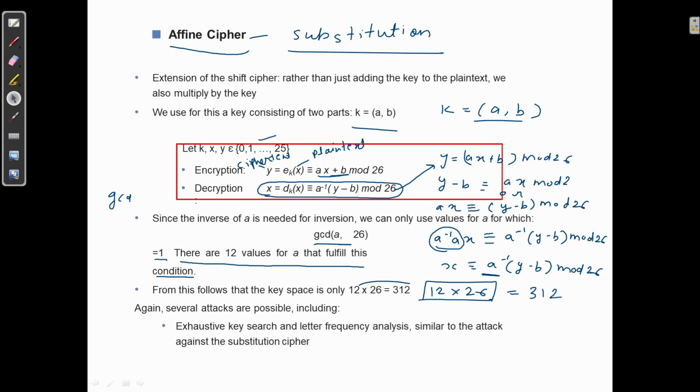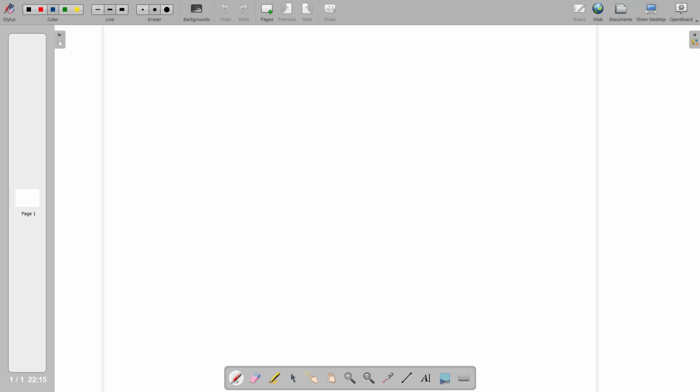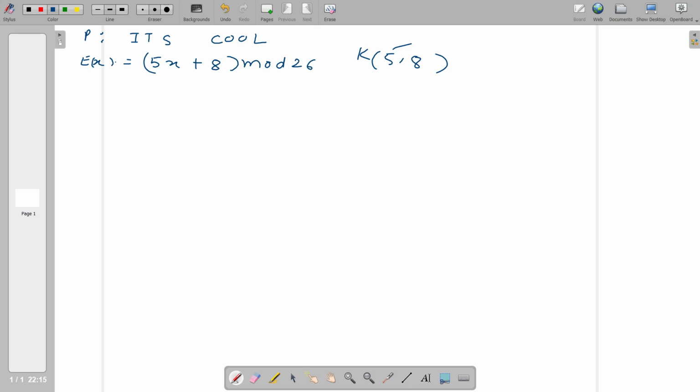So let's check an example of the affine cipher. Let's say the plain text is "it's school", and it's given that the encryption algorithm is 5x plus 8 mod 26. What does it mean? It means the key (a, b) is (5, 8). GCD of (5, 26) is 1, so the key is correct.